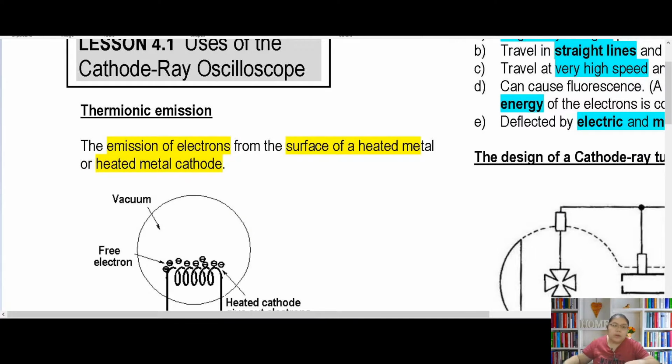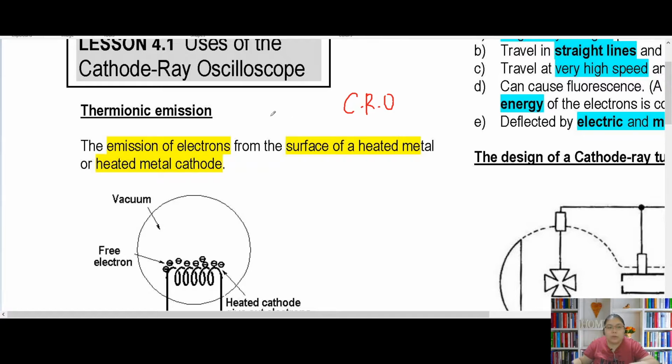Okay, we start with 4.1, the uses of the cathode-ray oscilloscope. Sometimes we use just the symbol or short form, CRO. So from here we need to learn about the CRO.